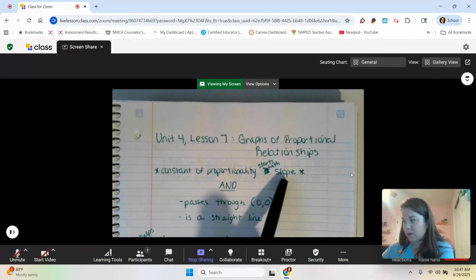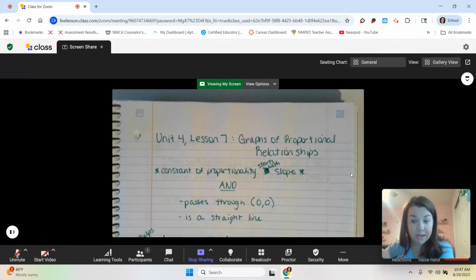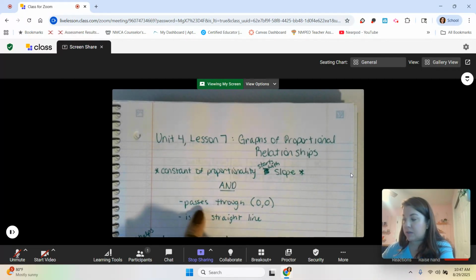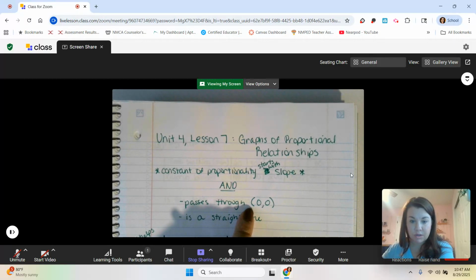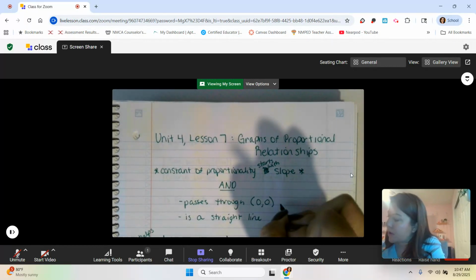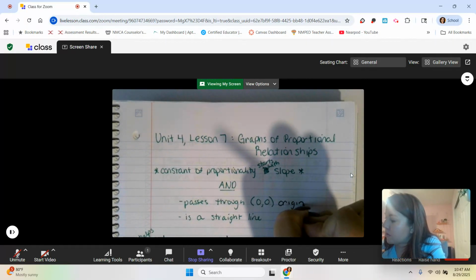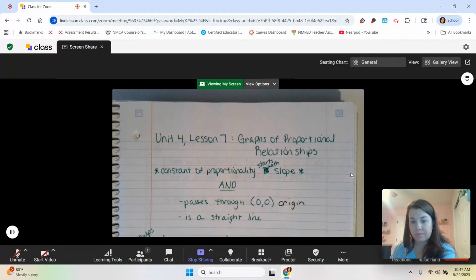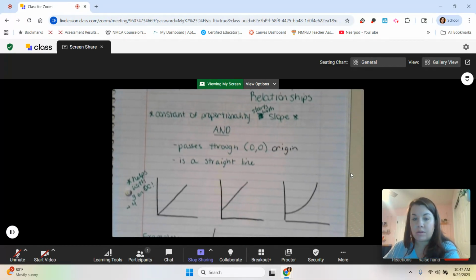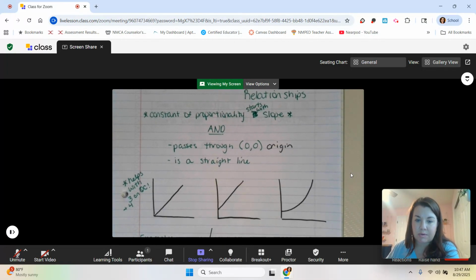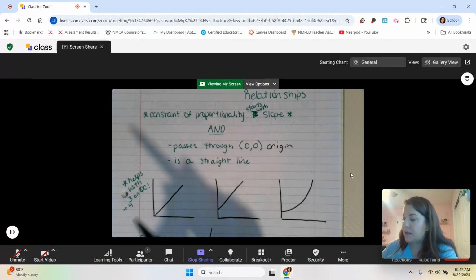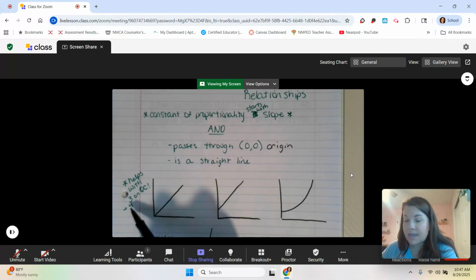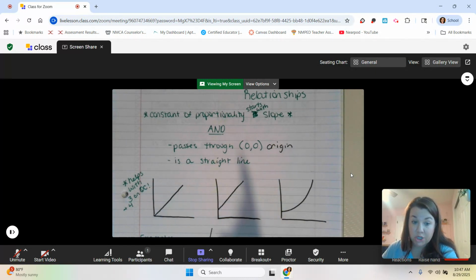And I put that on here because, one, that's how you can find the constant of proportionality. But there's some other important things too. It also has to pass through the origin, or point (0, 0). And it has to be a straight line. If it doesn't have those things, it's not proportional. So this first example, I didn't even count it as one of my official examples, but this will help you with number 3 and number 4 on your quick check.